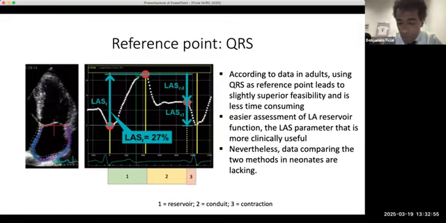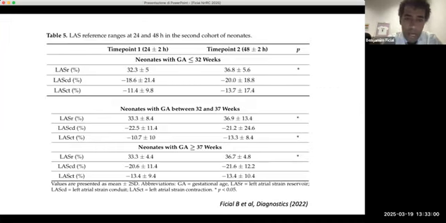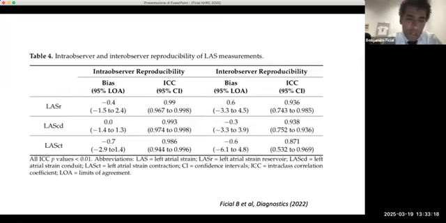So, having developed a protocol to standardize both image acquisition and offline analysis, we applied this protocol in a second cohort of neonates in order to establish reference ranges for LA strain measurements during the transition. And we demonstrated in a subcohort of neonates a good intra-observer and inter-observer reproducibility. So, to summarize, left atrial strain imaging has a good feasibility and reproducibility.